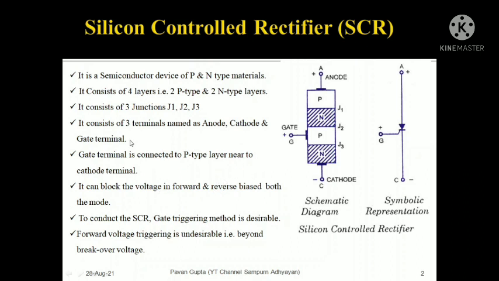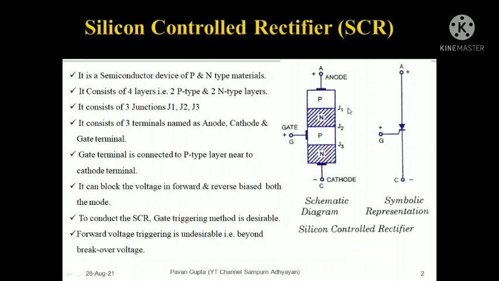You can read them, as I have already told you. The gate terminal is also connected to the P-type layer near the cathode terminal. We will come back to the role of the gate terminal a little later. First of all, I want to discuss the positive and negative voltage applied to the SCR when you make the forward biasing of it.